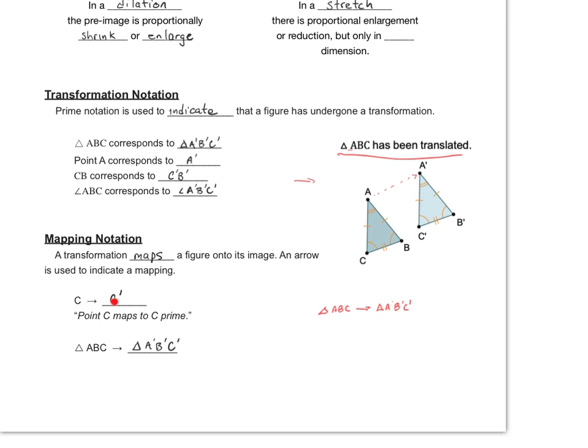C maps to C prime. Point C maps to point C prime. ABC maps to A prime, B prime, C prime. So just understanding what they're asking and how we indicate those.